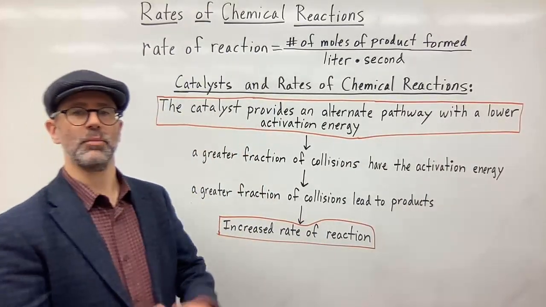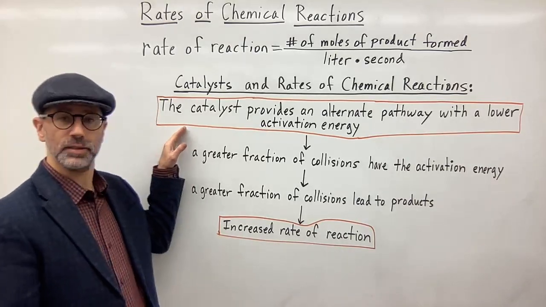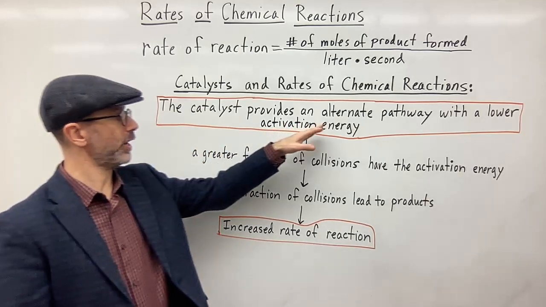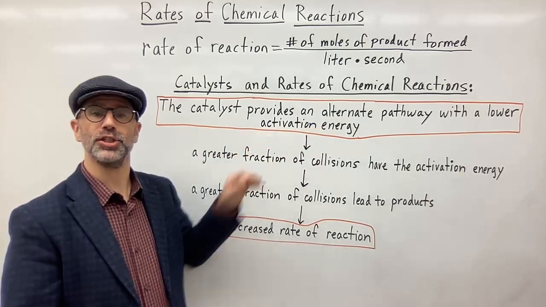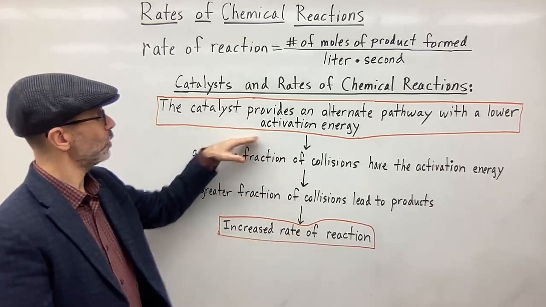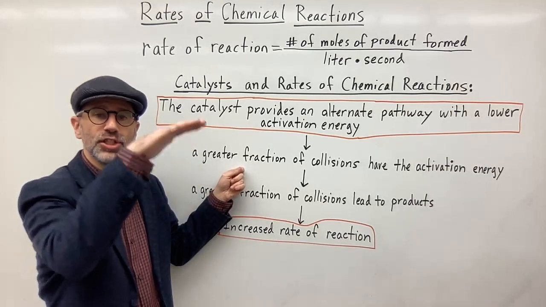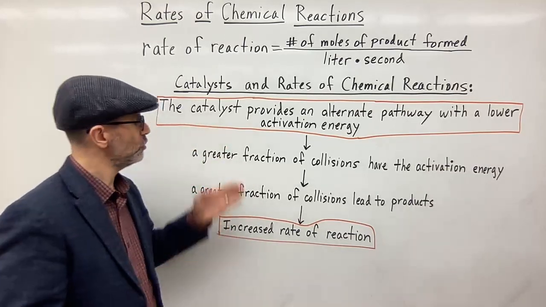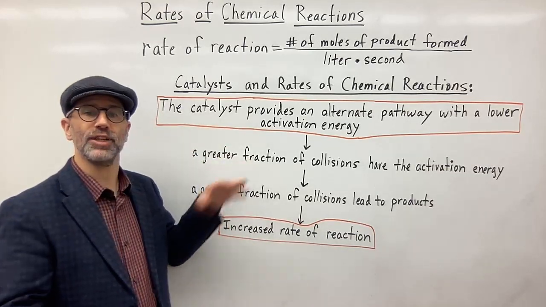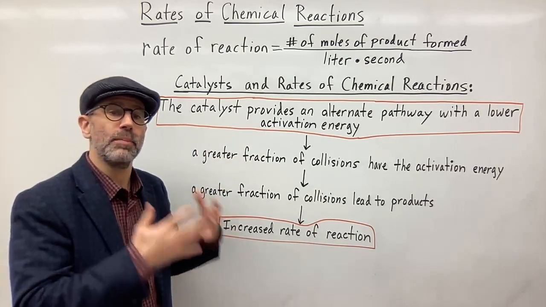Okay, so let's summarize what I said about catalysts. So first, the catalyst provides an alternative pathway with a lower activation energy. We saw that with the energy diagram. So what does that mean? What that means is that because the activation energy is lower, the bar is lower, so a greater fraction of collisions between the reactant molecules are going to have that amount of energy.